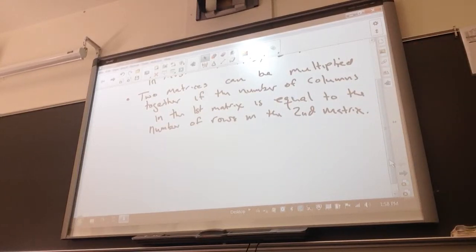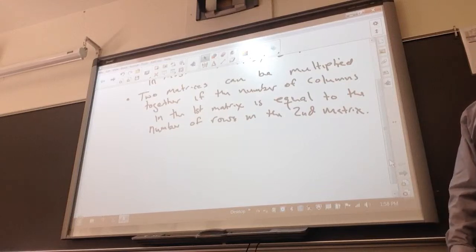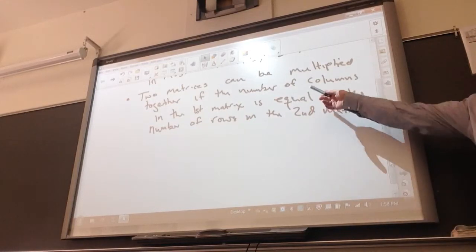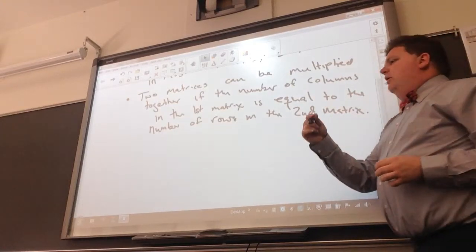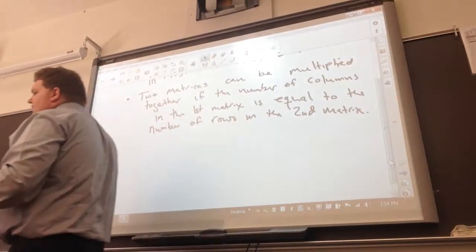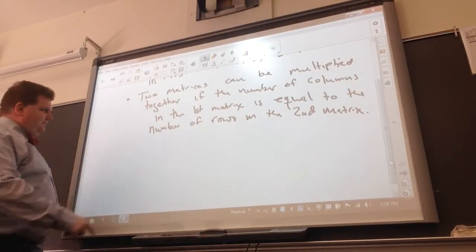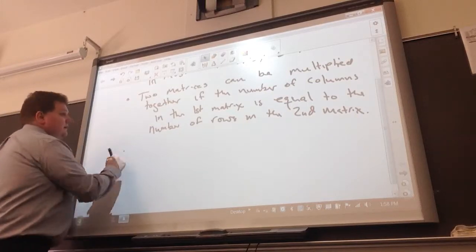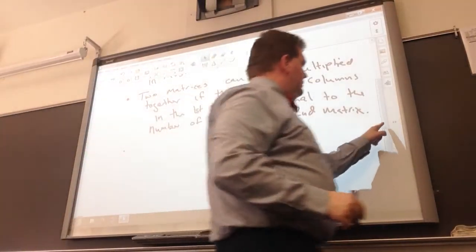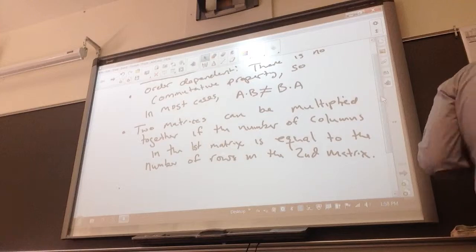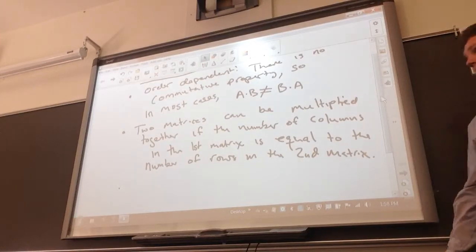The product, though, that you get, your answer, is actually sort of the flip of this. The product will have the number of rows of the first matrix and the number of columns of the second. I'll go ahead and add this note here.